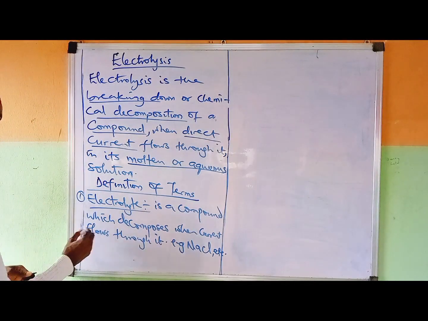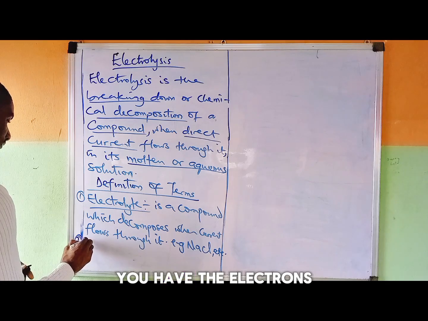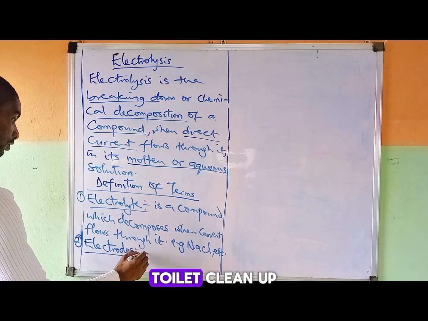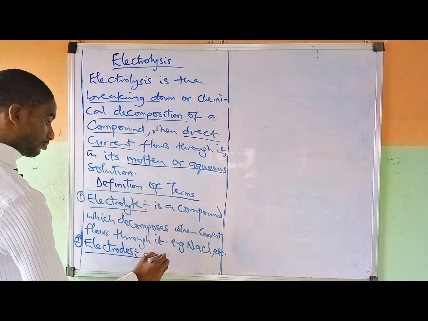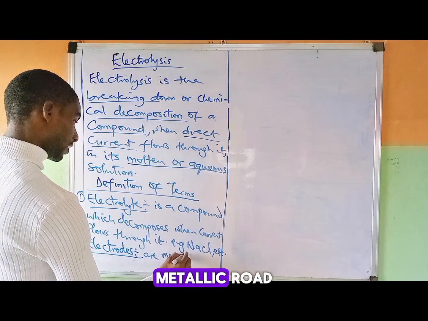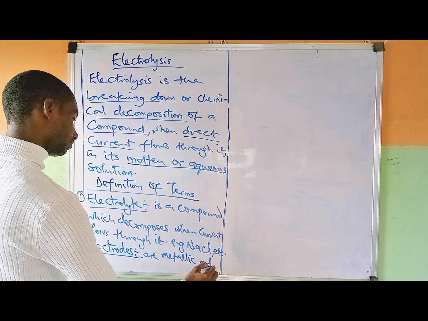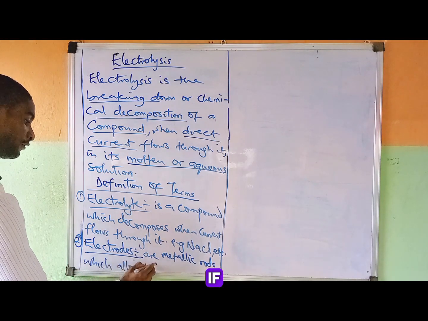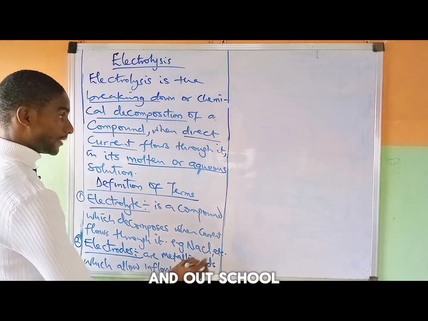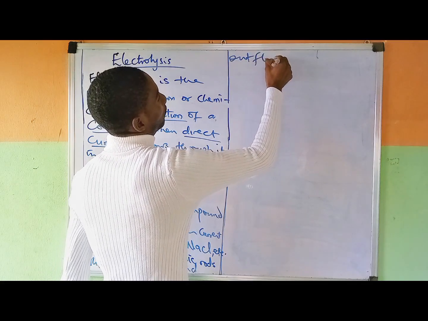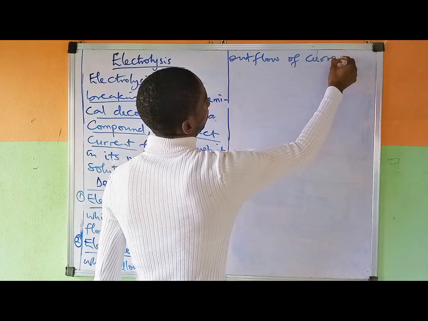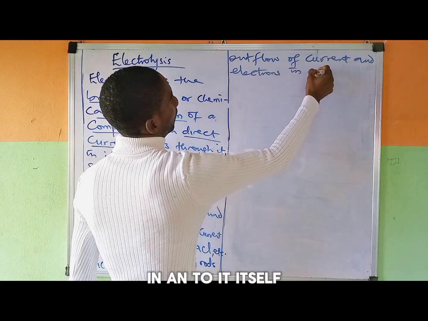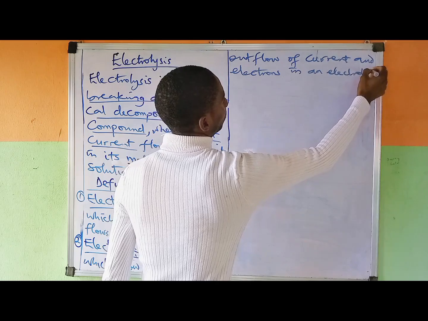Number two, you have the electrodes. What are electrodes? They are metallic rods which allow inflow and outflow of current and electrons in an electrolytic cell.